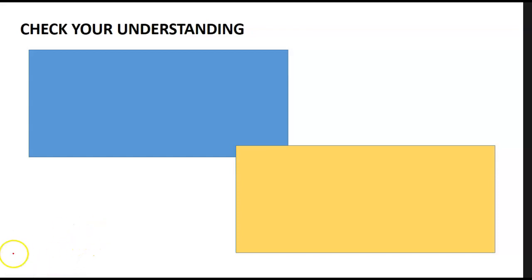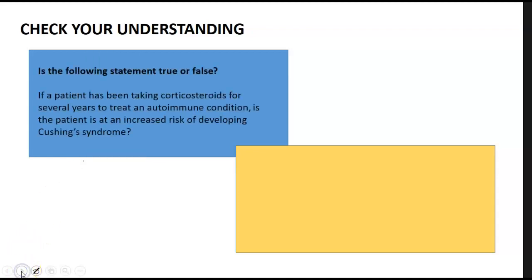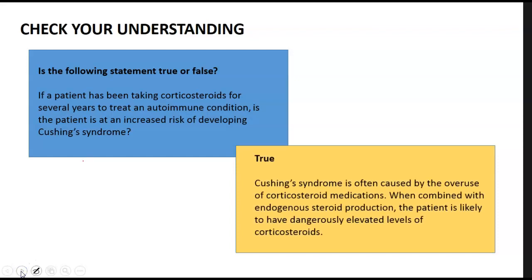So let's see here if I can get out of this. Let's see, is the following statement true or false? If they've been taking corticosteroids for several years to treat an autoimmune condition, is the patient at an increased risk of developing Cushing's? Yes, it is.